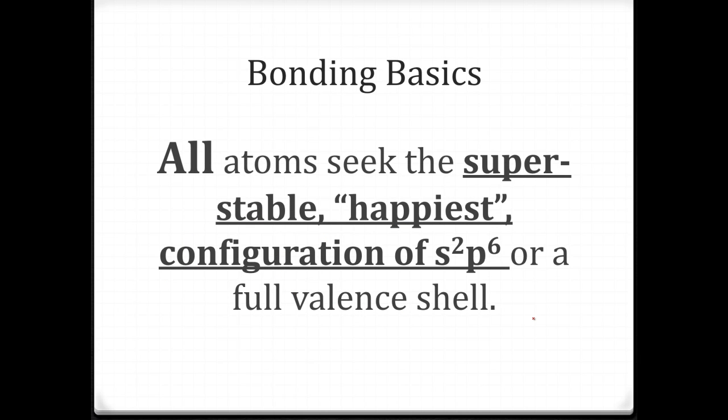So, bonding basics. Ground rule for all bonding: all atoms want to be as happy as they can be and have an electron configuration that ends with a valence shell of something s2, something p6. For example, 2s2, 2p6, or 3s2, 3p6, or 4s2, etc. They really, really want to have 8 valence electrons, 2 plus 6.